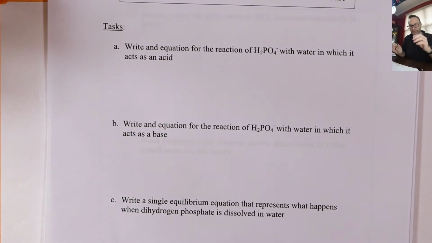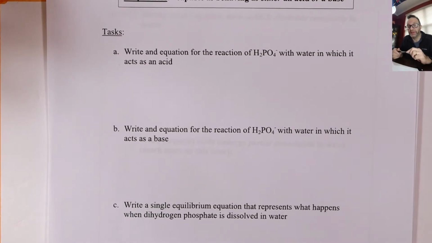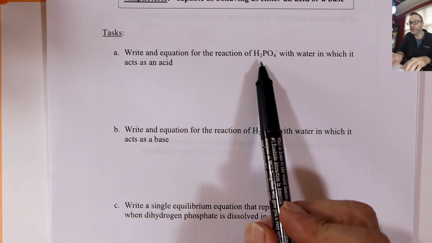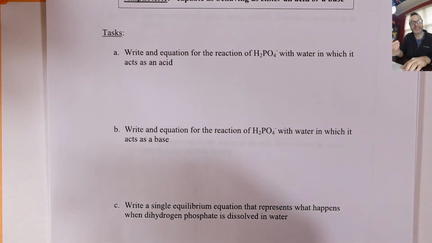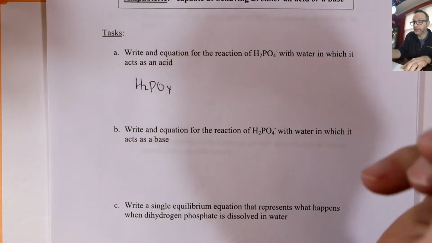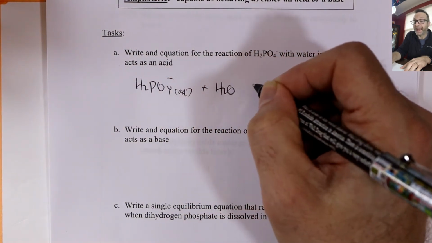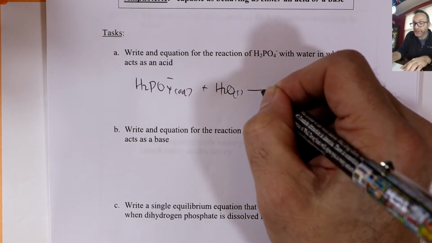All right, so we're talking about amphoteric behavior. Things that are amphoteric can act as acid or bases. They can either gain or lose H plus ions, right? Okay, so write an equation for the reaction of H2PO4 minus with water in which it acts as an acid. Okay, so H2PO4 minus reacts with water as an acid, right? So it's going to do what?